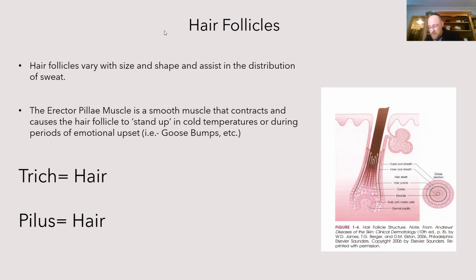Okay, let's start talking about terms. Did you know there are two different roots for hair? Trich is the root for hair, and then pilus is also another root for hair. So the root for hair is trich or pilus, okay?